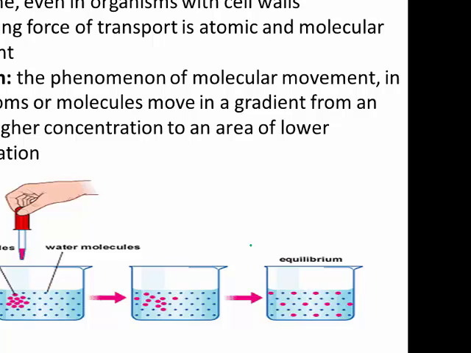So, we've got to get nutrients past the cell membrane. We have to get them past the cell wall. That's usually not an issue. The cell wall doesn't do a whole lot of regulation. Now, the driving force for transport for all organisms is atomic and molecular movement. So basically, particles that naturally are going to repel one another and push off of each other and move around.